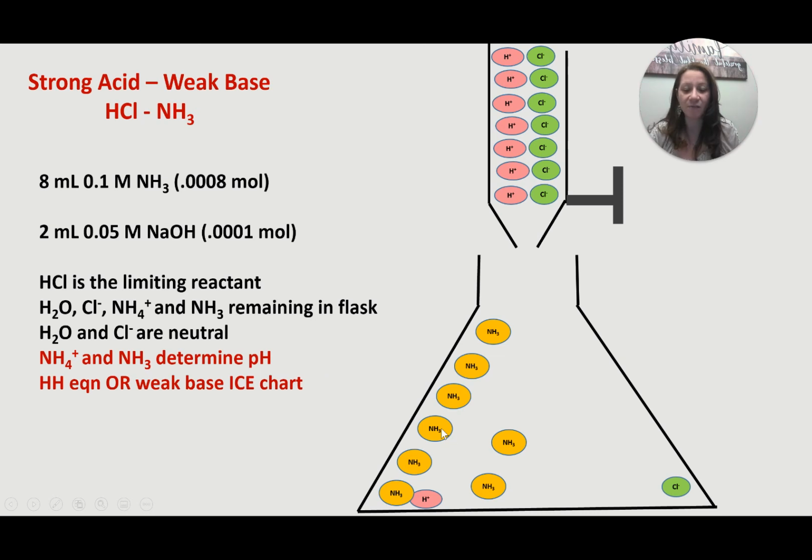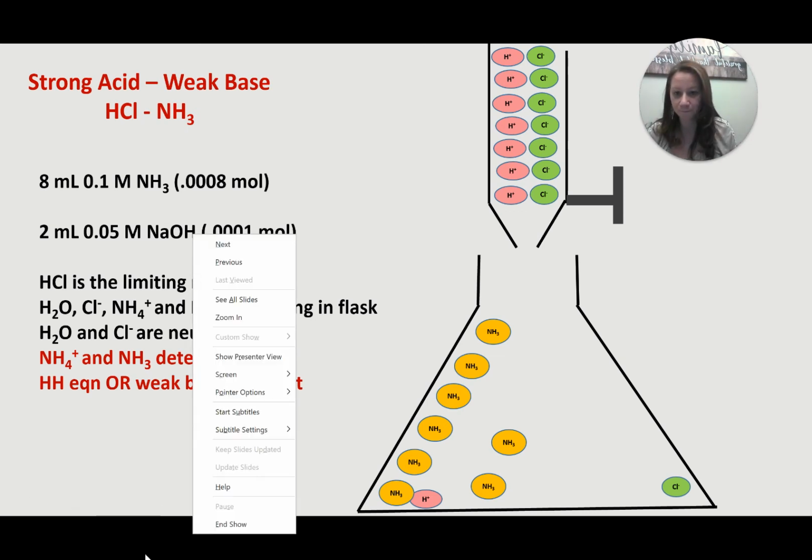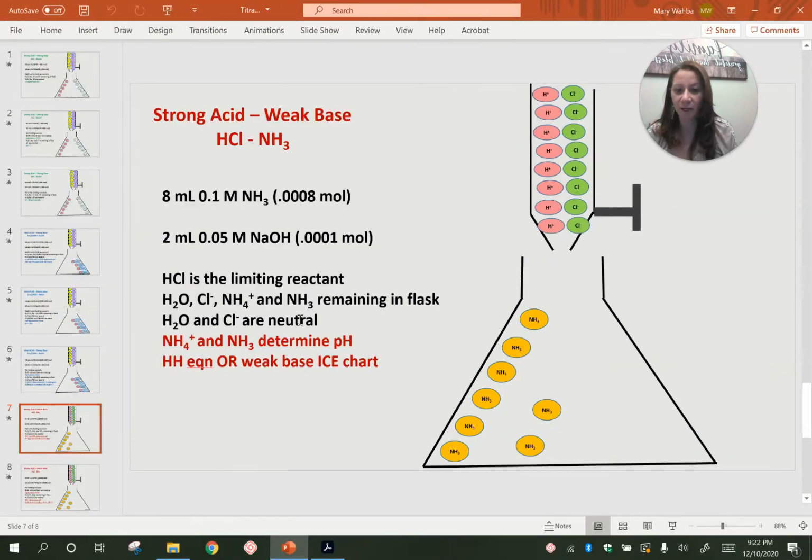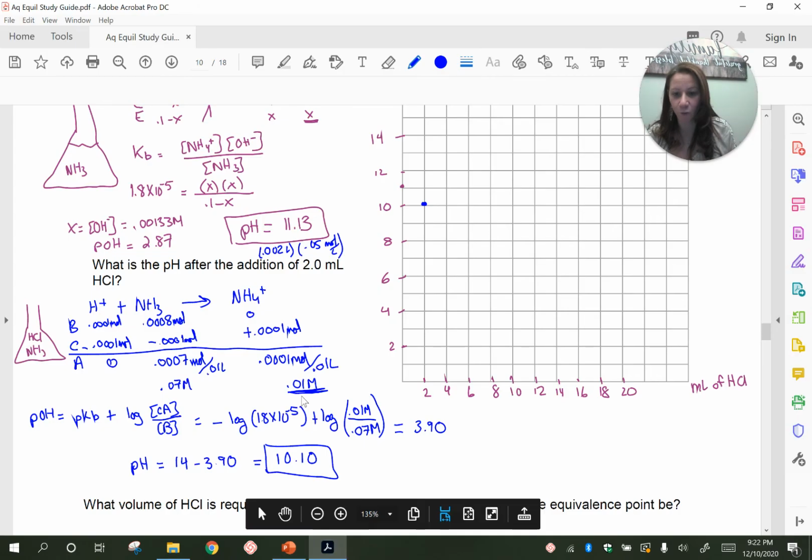But I also have some ammonia left, lots of ammonia left. And I have some ammonium as well. So I have ammonia and ammonium, weak base and its conjugate, and so that's basically a buffer. And so to find the pH of a buffer, you either do a Henderson-Hasselbalch or you do the weak base dissociation and an ICE chart for it. Okay, let's look at what happens when we add more.